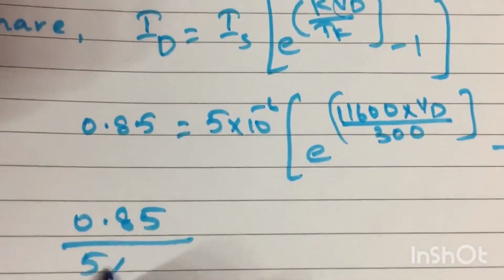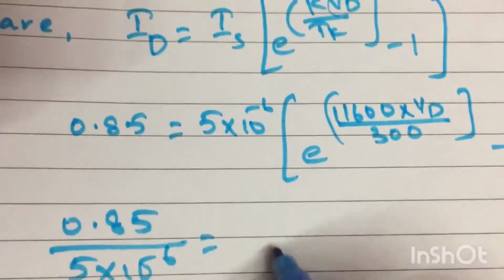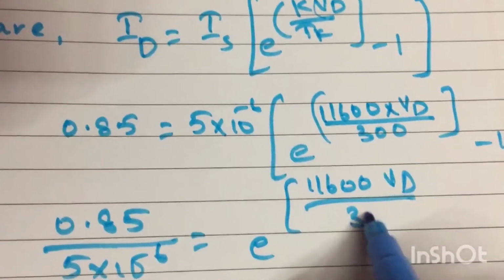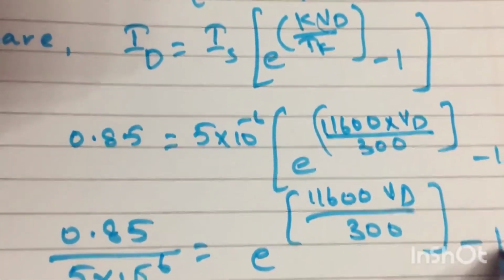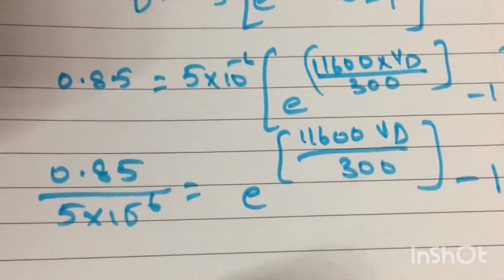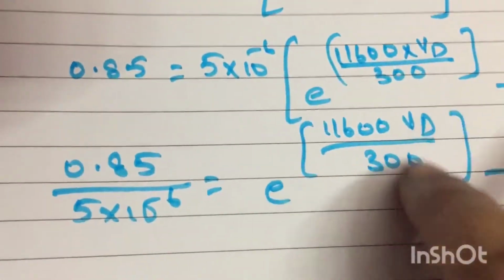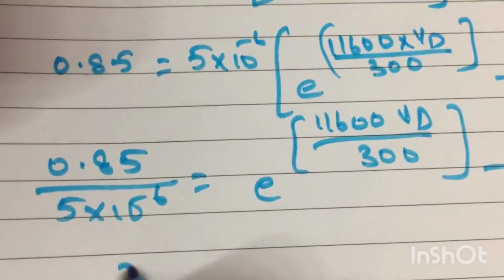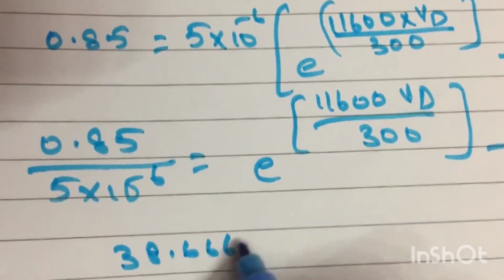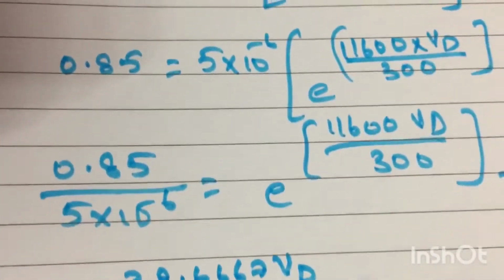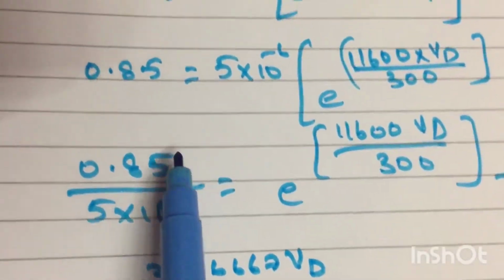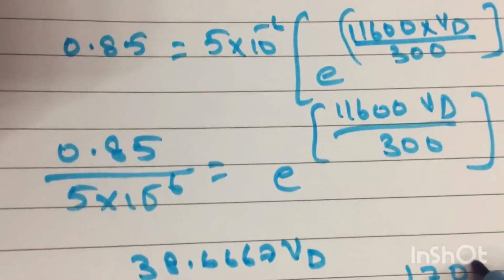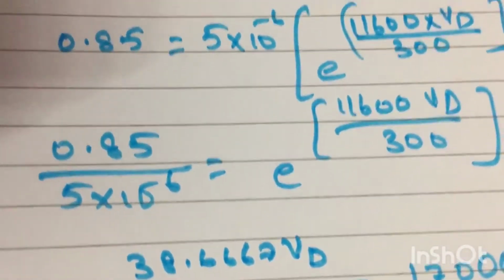0.85 divided by 5 into 10 power minus 6 is equal to e power 11600 VD by 300, minus 1. So if you substitute this whole value, 11600 divided by this one, it will be e power 38.6667 VD, and the whole answer of this one is 1,70,000 minus 1.